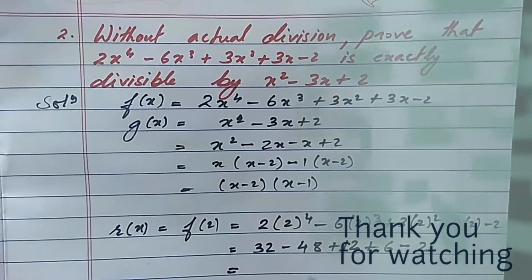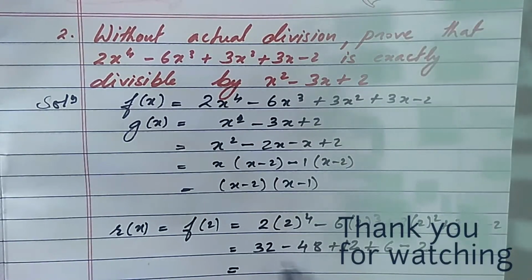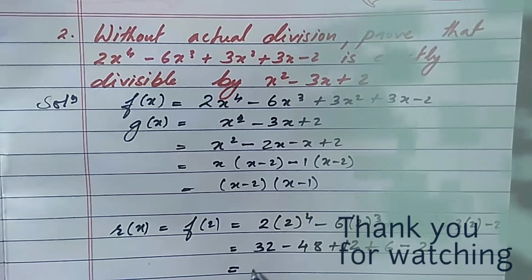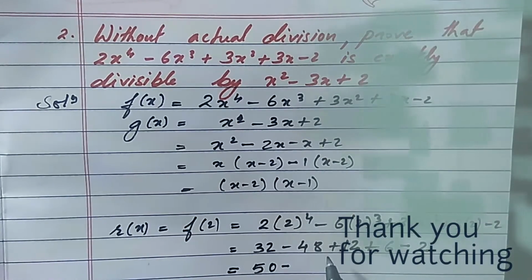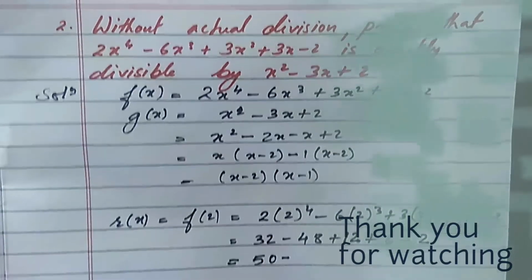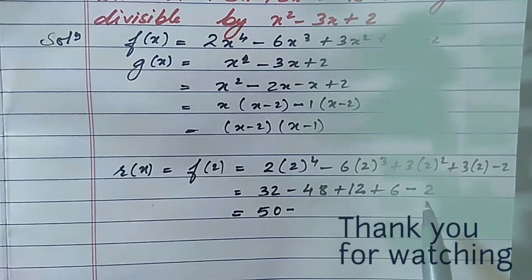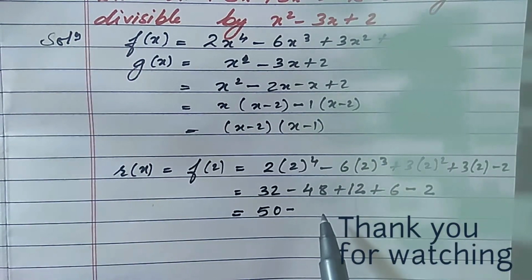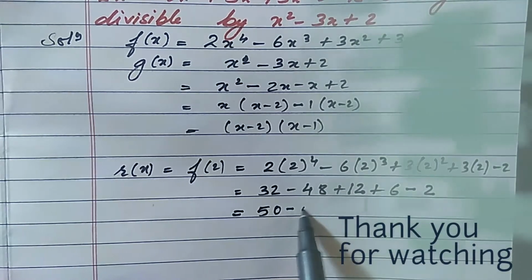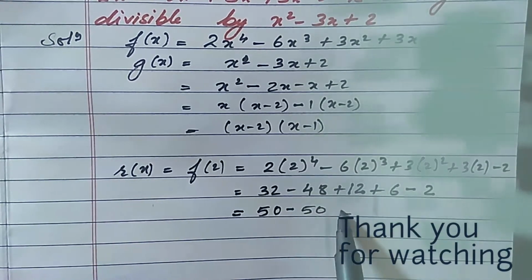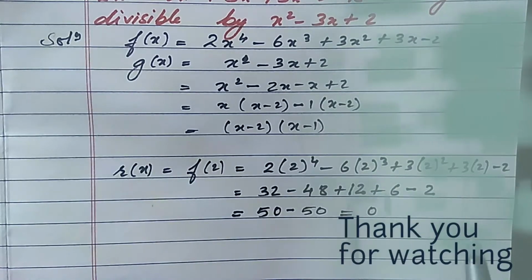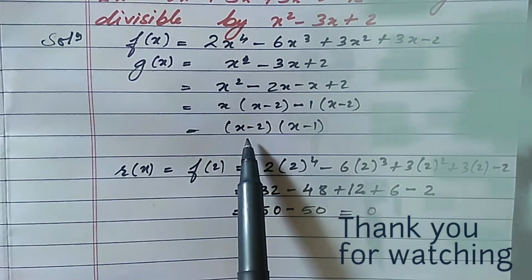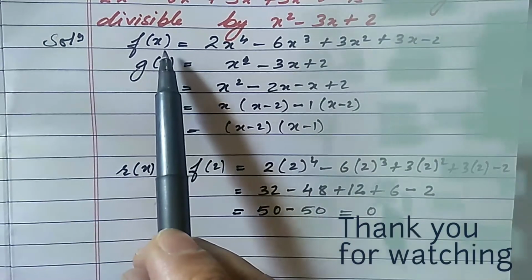So let us add all the positive signs first. 6 plus 12 is 18. 18 plus 32 is 50. Then add the negative signs. When we add the negative signs, minus 48 minus 2 will give me again 50. That equals 0. This shows that x minus 2 is one of the factors of f(x).